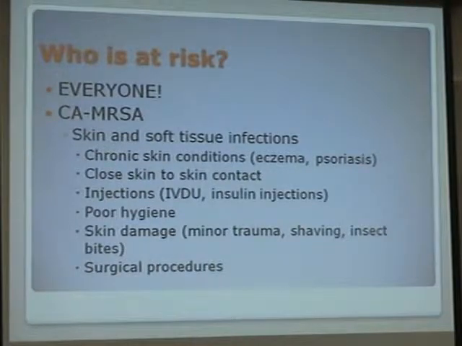When we think of community-acquired MRSA, we think of skin and soft tissue infections. We see a lot of cellulitis. Patients at risk include patients with chronic skin conditions, and we've seen that with our kids who maybe have very severe eczema, and they're scratching and itching, and they get skin infections on top of that. Close skin-to-skin contact, our football players, our wrestlers. Again, everyone can be at risk. Poor hygiene, anything where you have minor skin damage can potentially result in a cellulitis.